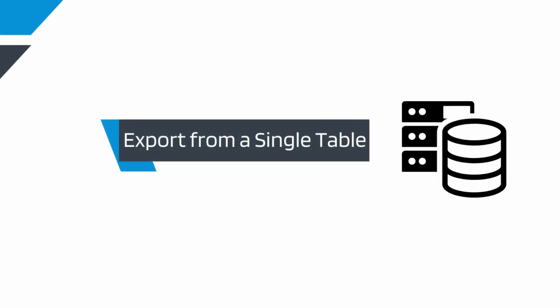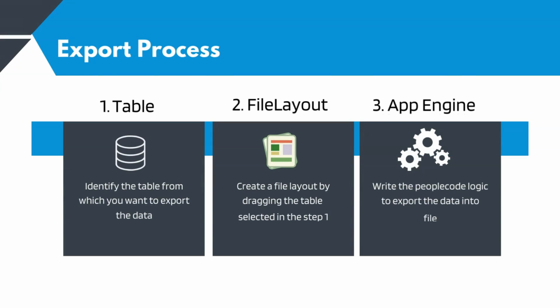Welcome back. Let's get warmed up by practicing exporting data from a single table. Here are the steps for this exercise. First, we will select a table. Next, we'll create a file layout by dragging that table into our file layout. And then we will specify file format output type in our file layout properties. Finally, we will create an app engine with PeopleCode logic to filter data and to perform the actual extraction.